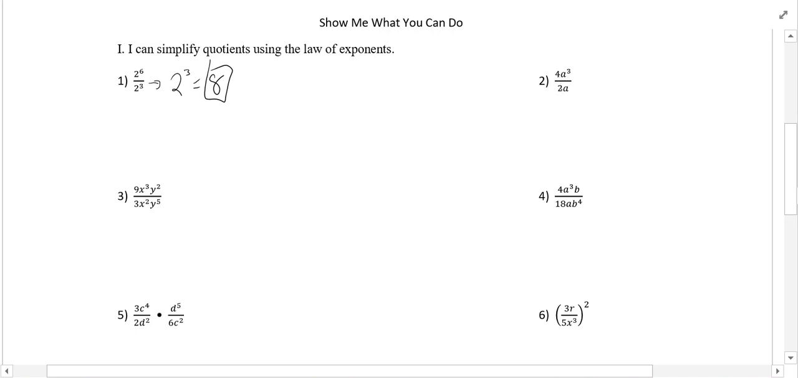Okay, when you have coefficients like this, you want to divide them. So it's 4 divided by 2, which would reduce to 2. This a on the bottom has an implied coefficient of 1. So you have a to the third, so it means you have 3 a's on top, 1 a on the bottom. So when they reduce or you subtract, you're left with a squared. So that answers 2a squared.